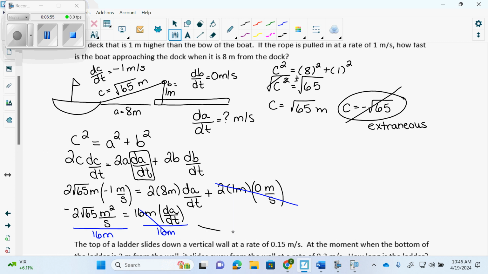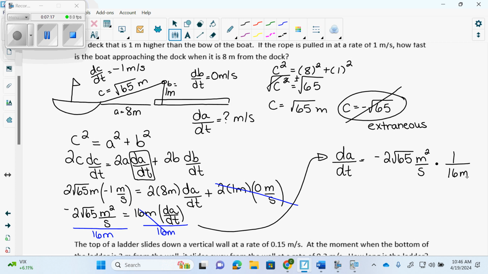And if you want to show the actual math so that your units cancel, we get dA over dt equals -2 root 65. Remember, numerator cancels numerator. If you don't, flip and invert and multiply. So I'm dividing by 16, I'm going to multiply by 1 over 16 meters, and then this and this cancel. I'm going to be left with meters per second, which is A over T, which is good, right?